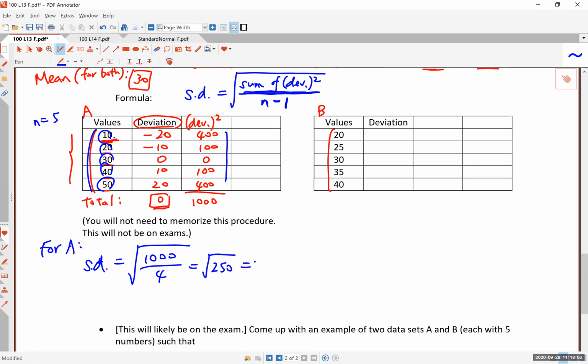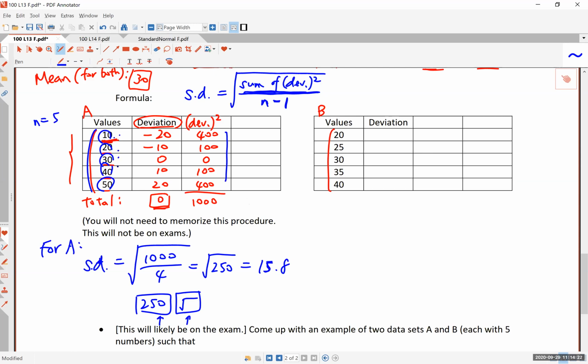You take your calculator, you put 250, and you can put the square root. Some of your calculators may require you to put the square root first and then 250 and then close the parentheses, okay? You have to follow the syntax of your own calculator. But if you do this, you get 15.8, okay? And roughly speaking, this is how far each of these is away from the mean, right?